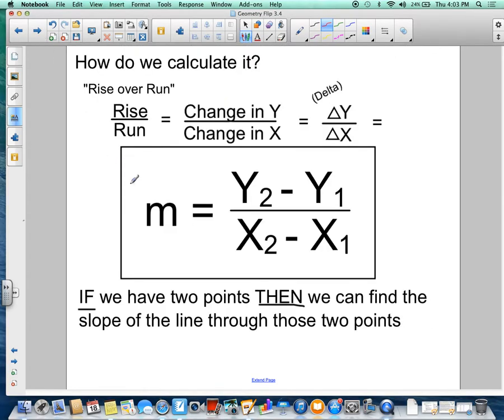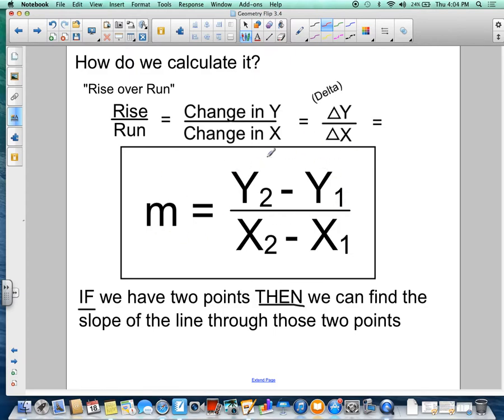All right, so now let's think about how we calculate slope. Well, you can think about rise over run, which I'm sure you're all very familiar with, or you can think about change in y divided by the change in x. And this triangle here is the Greek letter delta, and we know that delta means change. You may have seen that in your science classes.